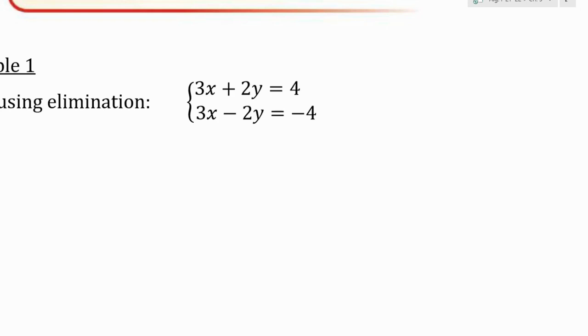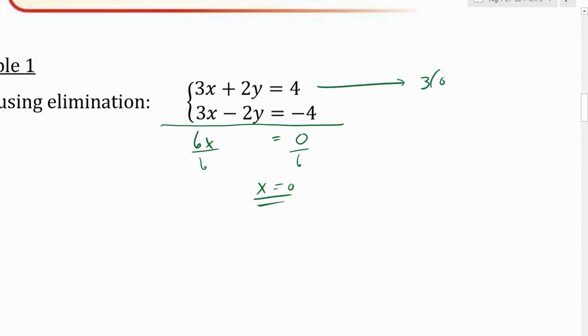Okay. You have two true statements. They're true because there's an equal sign. If I add up the individual pieces, 3x and 3x, if you add up 2y and negative 2y, that's 0. If you add up 4 and negative 4, you get 0. And if I divide by 6, x is 0. And now I still will do substitution. I plugged in 0 for x because I know they're equal to each other. So 2y is 4. That means y's got to be 2.